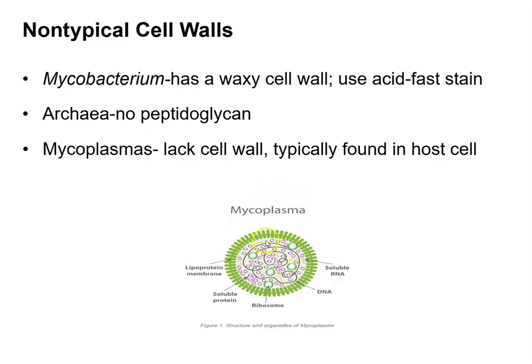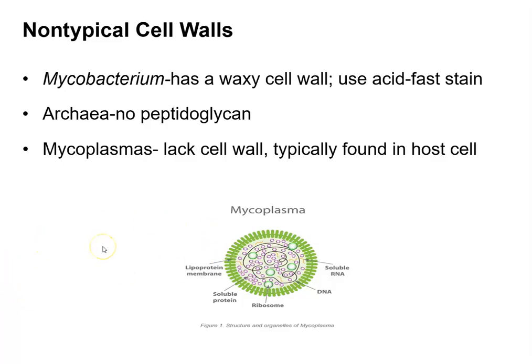If they are lacking a cell wall, then they just have this membrane around them, a plasma membrane, and therefore they tend to be much more pleomorphic compared to other bacteria. Walking pneumonia is an example of a mycoplasma. Right.